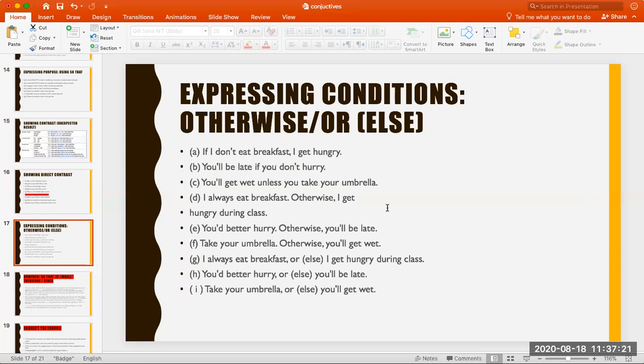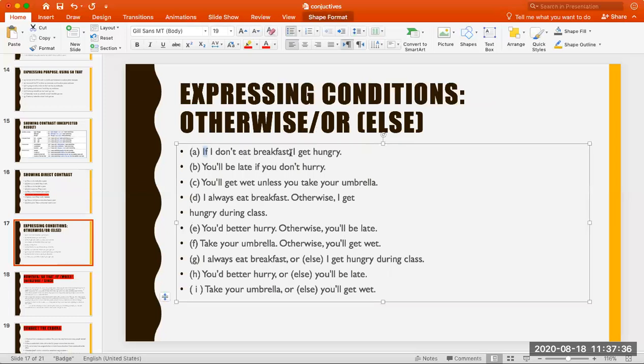If I don't eat breakfast, I get hungry. This is a condition. We talked in our last lecture about conditional sentences. You will be late if you don't hurry up. So when we begin with the subordinator, there's the optional comma here. If the subordinator is in the middle, there's no need for the comma. If you use it, still it's not wrong. You will get wet unless you take your umbrella. Unless means if not. If you don't take your umbrella.